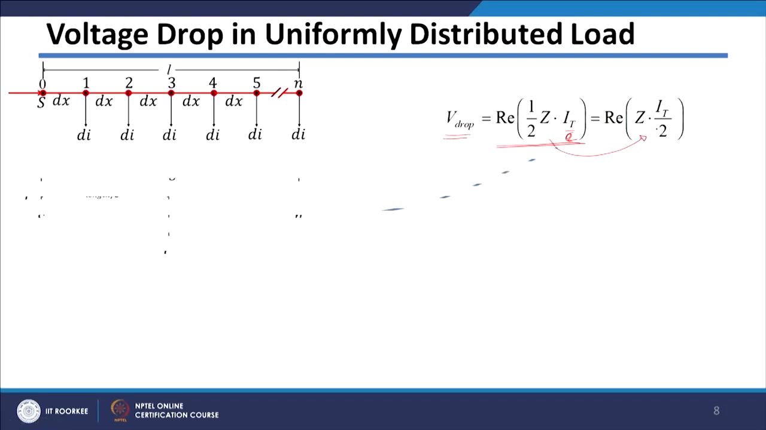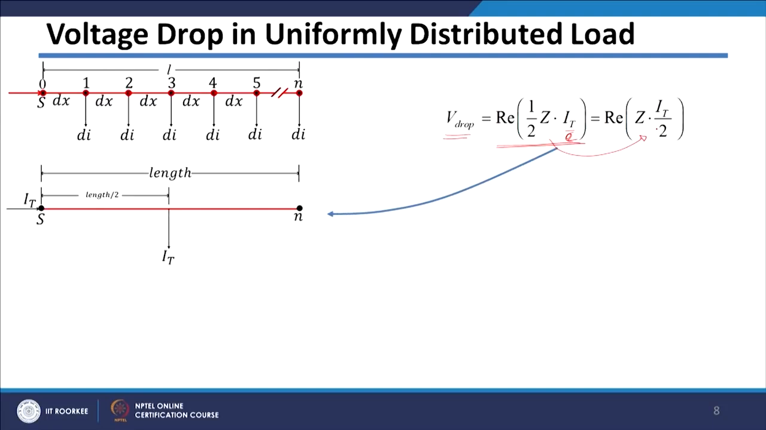Now, if you lump this total uniformly distributed load at one location, then by seeing this equation we can easily see that I can lump this load at 1/2 the distance, meaning half of the impedance, and in that case I need to take the total load into account. So, at 1/2 distance, if you model or lump this load, this is your 1/2 distance till this point, and the total current which we want to lump is IT. So, this total current is lumped.